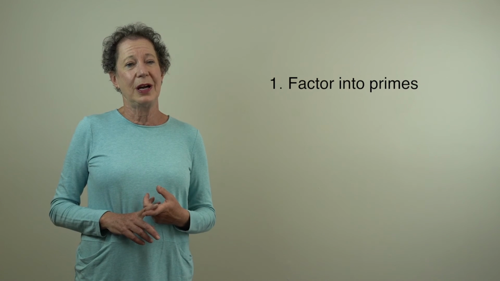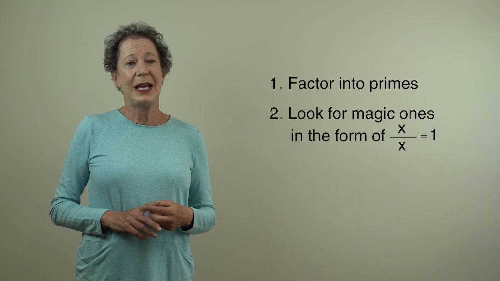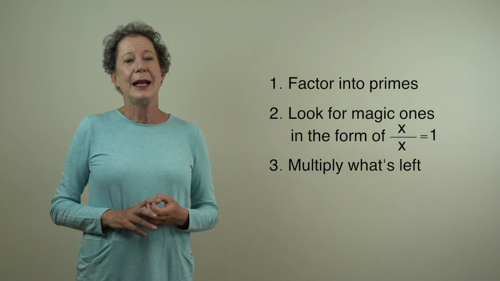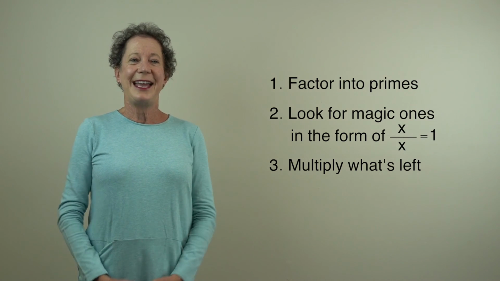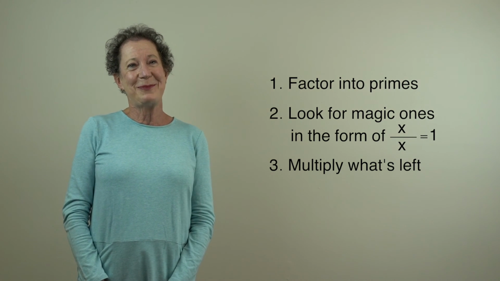You've got it. In summary, to reduce fractions, here are the steps. 1, factor into primes. 2, look for magic ones. 3, multiply what's left. And there you have it, my very brilliant math student.